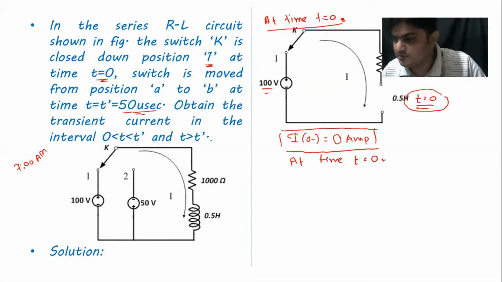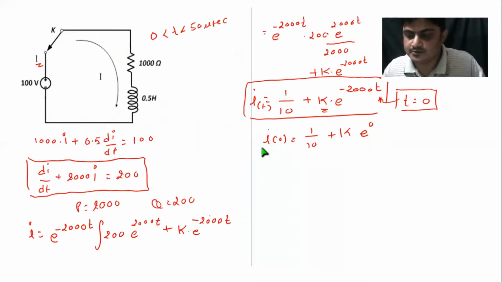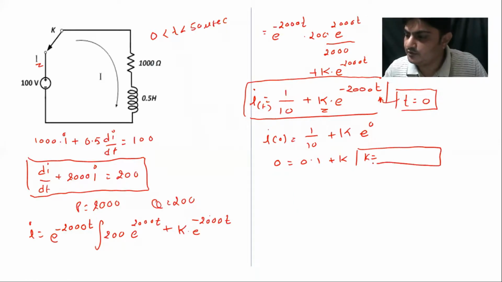You can say that I of 0 minus is equal to I of 0, because 0 minus means before the switching, but before the switching there will be no energy anyway. So just after the switching, the current flowing through the inductor is equal to 0 ampere. Exactly at t equals 0 or just after, in both cases the current flowing through the inductor is 0 ampere. So 0 is equal to 1 by 10, which is 0.1, plus k. So the value of k that I obtain is equal to minus 0.1.